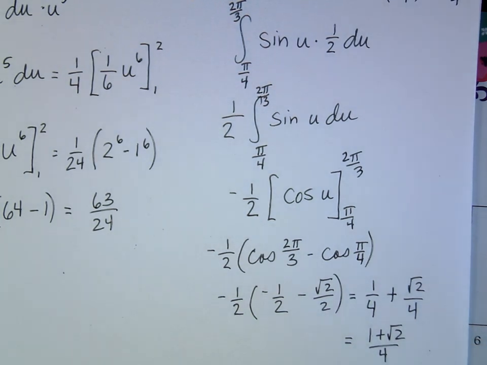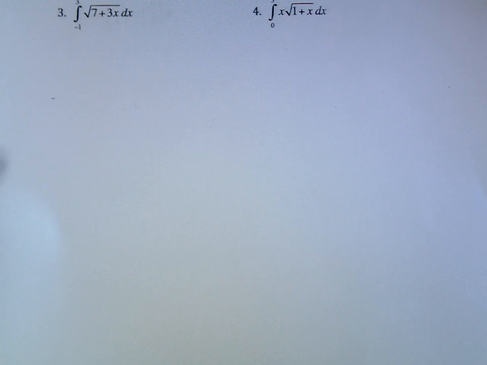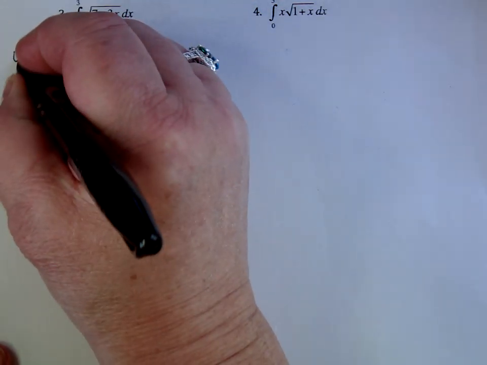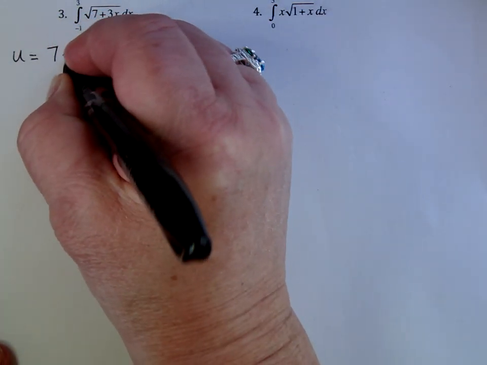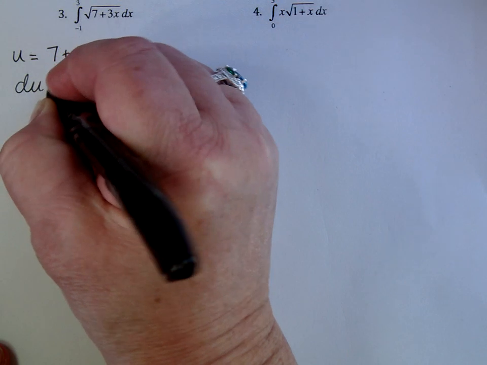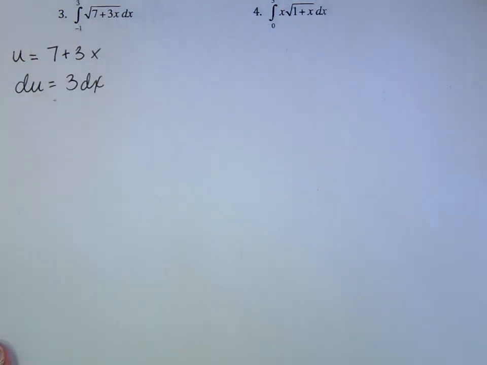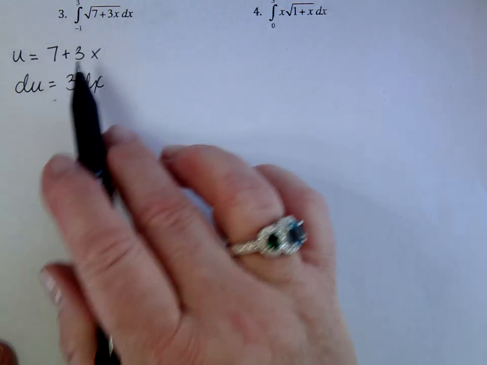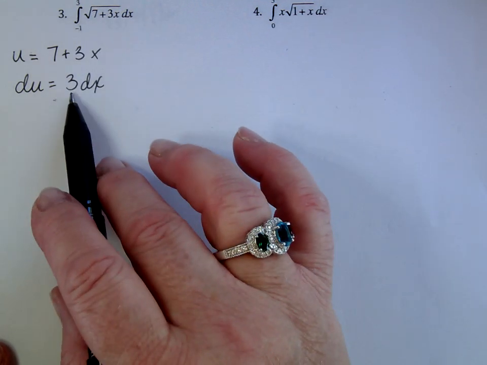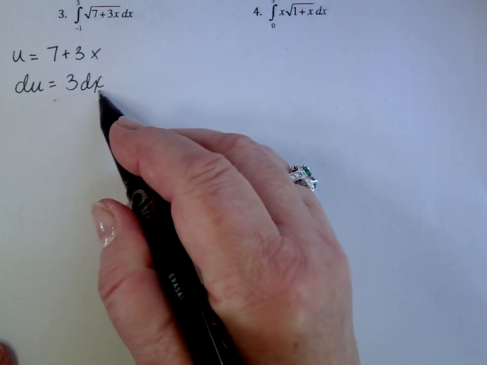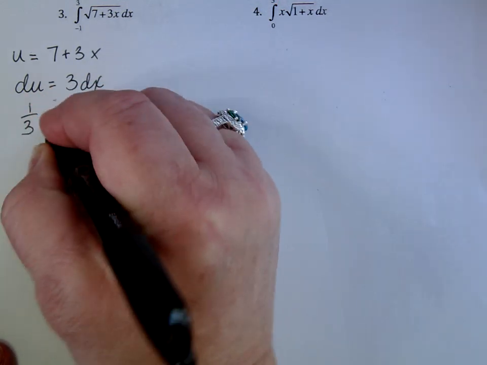And that's number 2. If I go to number 3, there is a square root, and normally whatever's inside the square root is going to be your u, so that's what we're going to do. u is 7 plus 3x. That makes du 0 plus 3 dx. I don't have the 3. I don't even have an x or anything like that, so I'm going to move the 3 to the other side, so just dx is going to equal 1/3 du.